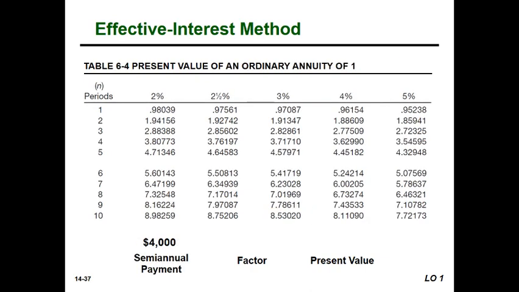Now, when we look at the present value of an ordinary annuity of 1, we have regular semi-annual payments of 4,000. Then we have 3%, 10 periods, semi-annual, so that's 2 in a year, times 5 is 10. Effective interest rate divided by 2, because there's 2 in a year, is 3. That gives us a factor of 8.53020, and a present value of 34,121. This is how the bond proceeds would have calculated out.